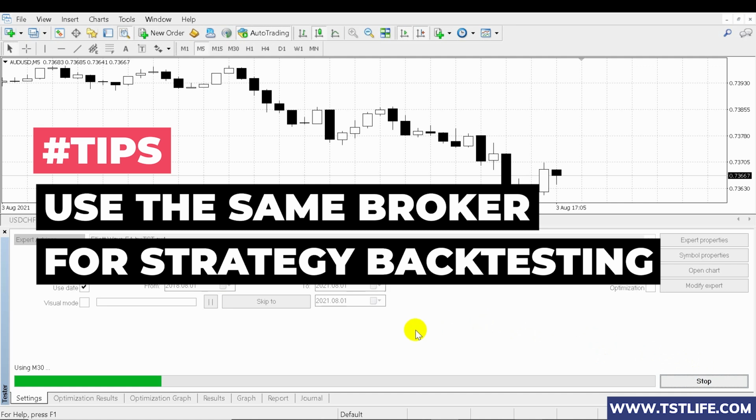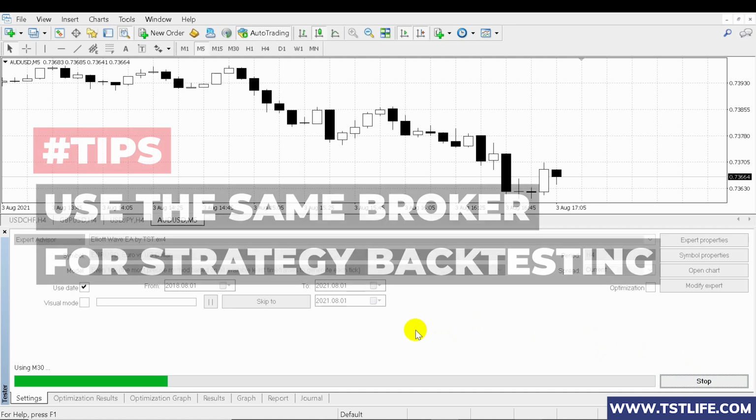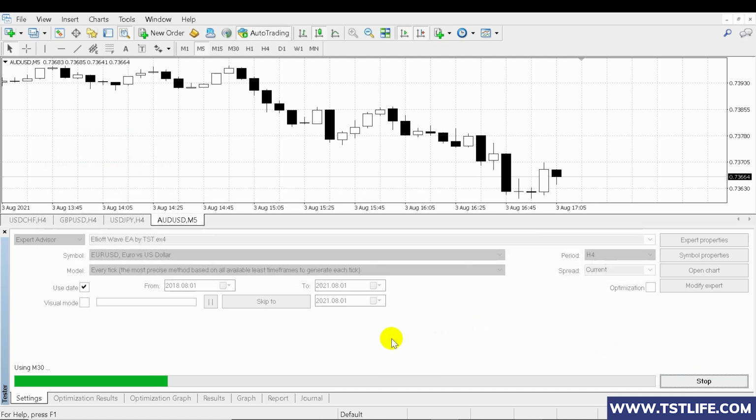While we wait for the results, I would like to recommend you backtesting your strategy using the same trading account you are using to make sure that the figures are representative. I am using an ECN trading account with very tight spreads.